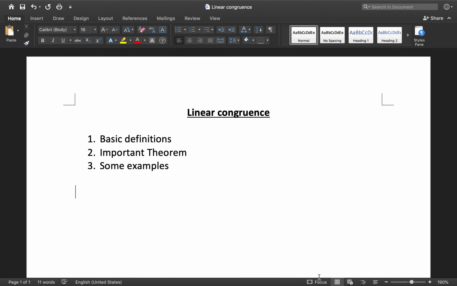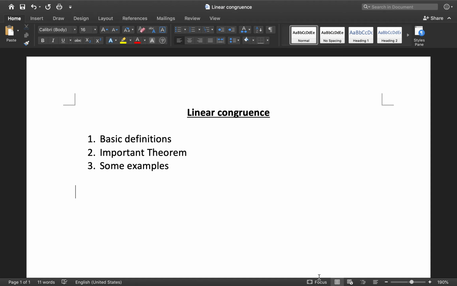So this is the video about linear congruence. In this video, I will try to explain the basic definitions, and there is an important theorem about linear congruence. That means actually not all linear congruences can be solved, and we have some criteria in solving linear congruence, and that is given by the theorem.